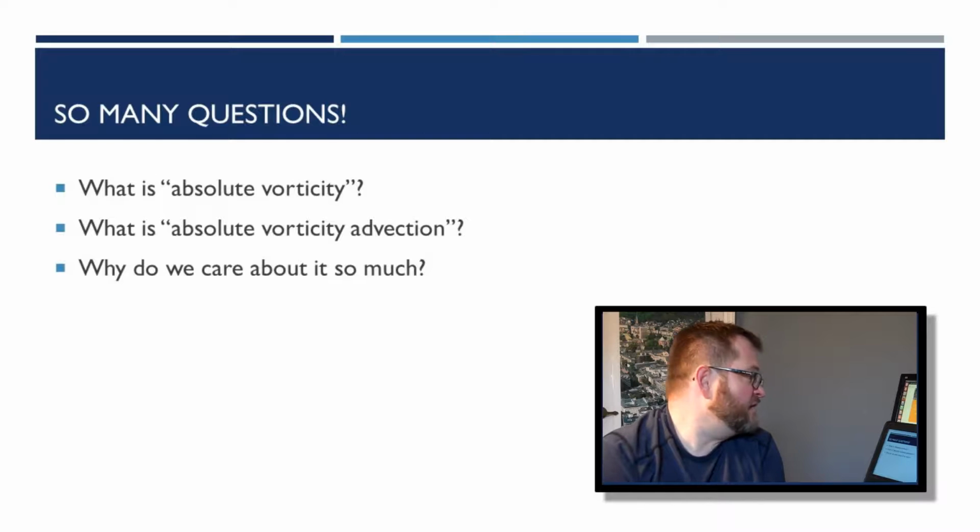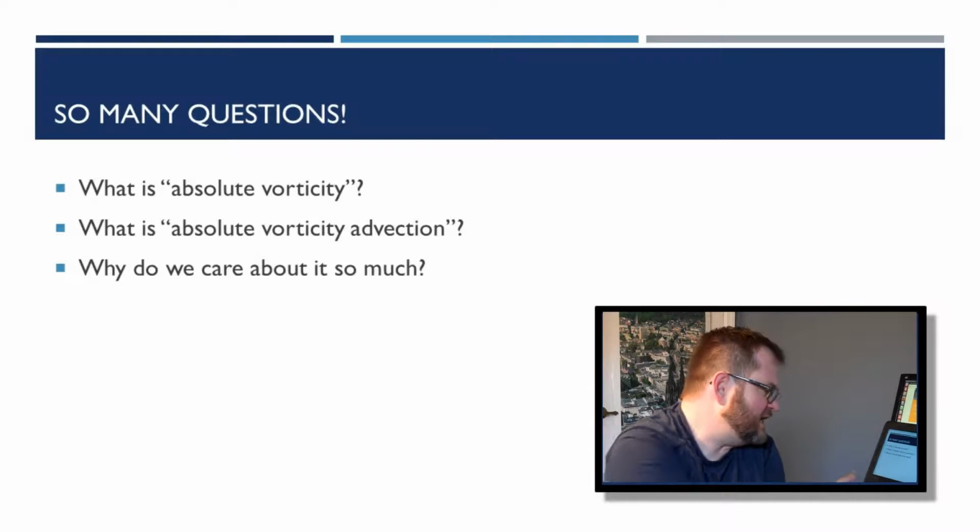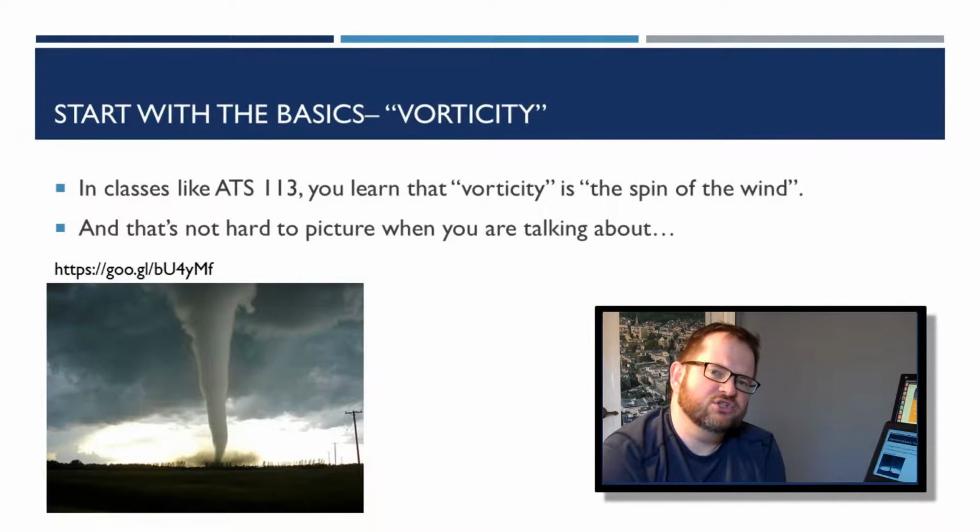But it wasn't until years later that I understood why this all mattered. What was absolute vorticity? And why did we care about its advection? And why do we care about any of this stuff so much? It took me a long time before I understood that. I'd like to save you those steps and those mistakes I made. So let's walk our way through this again. First off, vorticity. Even in the ATS 113 textbook, there's a lot of information about what we mean when we say vorticity, but it's not the whole story.